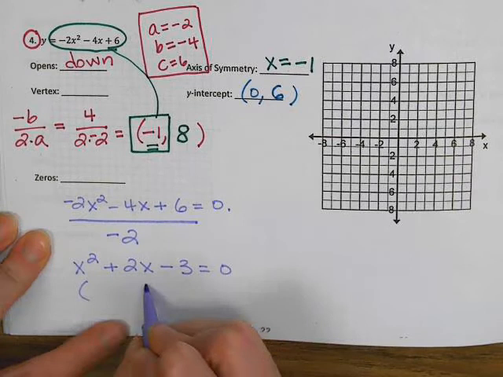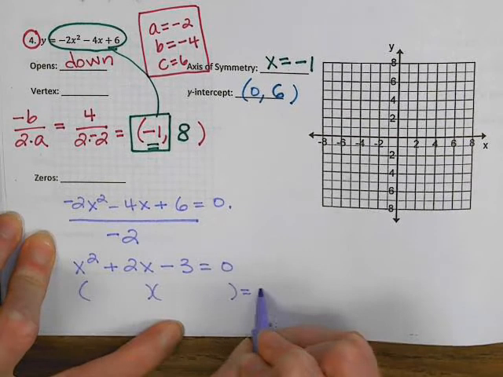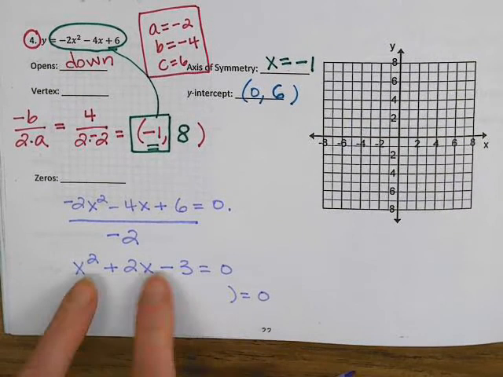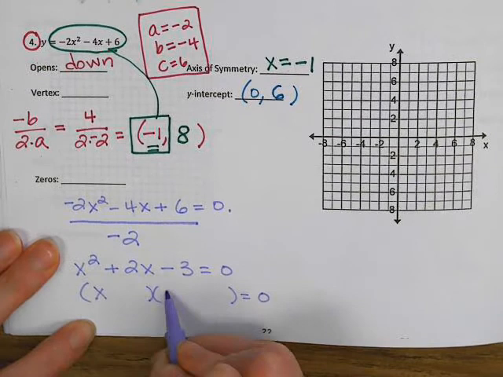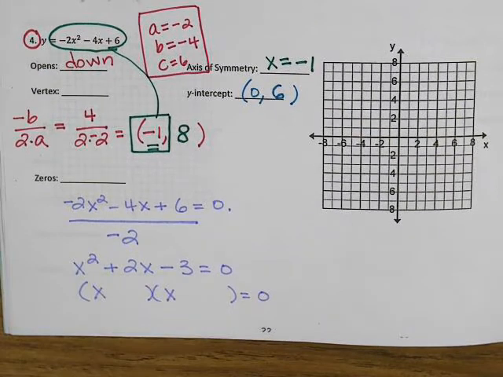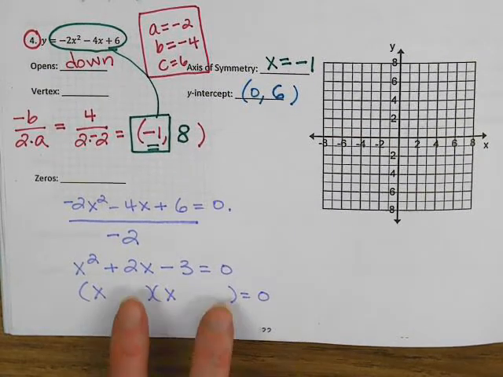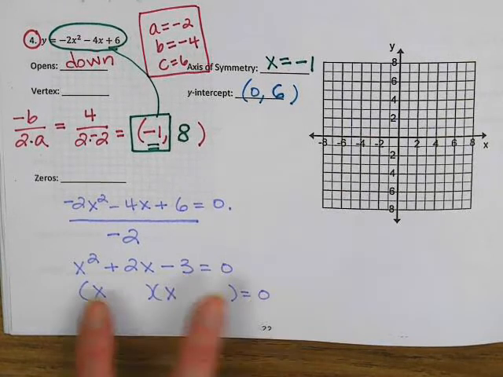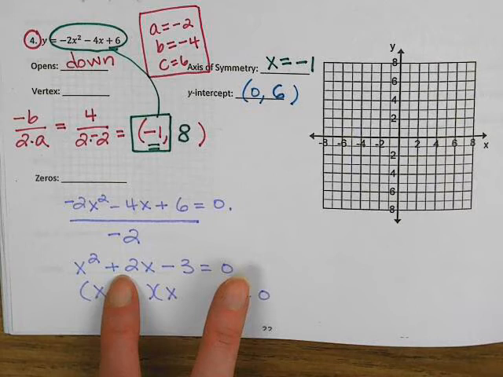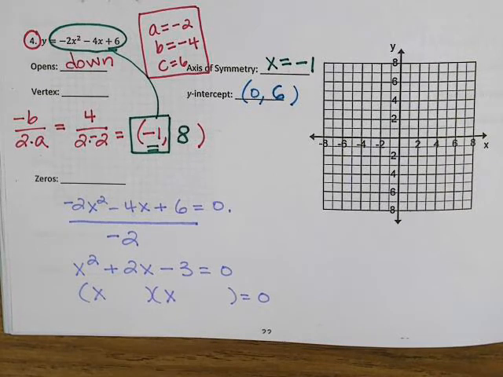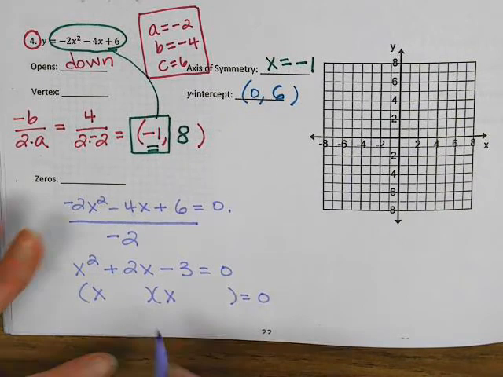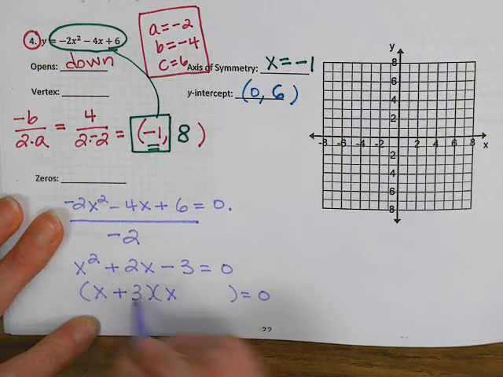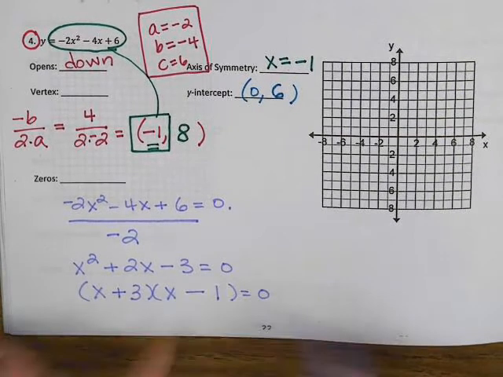So make your two parentheses. All right, to get x squared, we need x and x. Now we need two numbers that multiply to -3, but the inners plus the outers have to add to +2. So that's going to be, I think, +3 and -1.